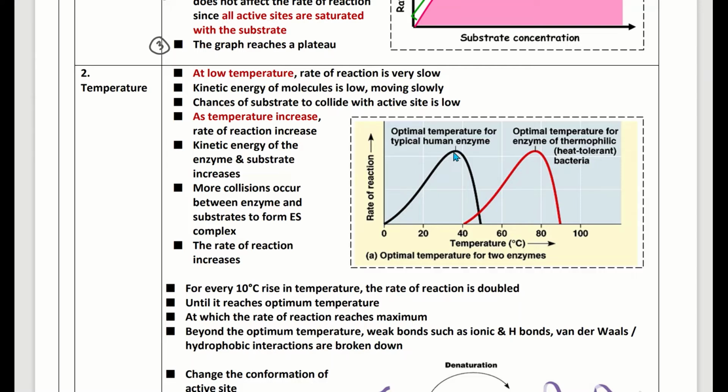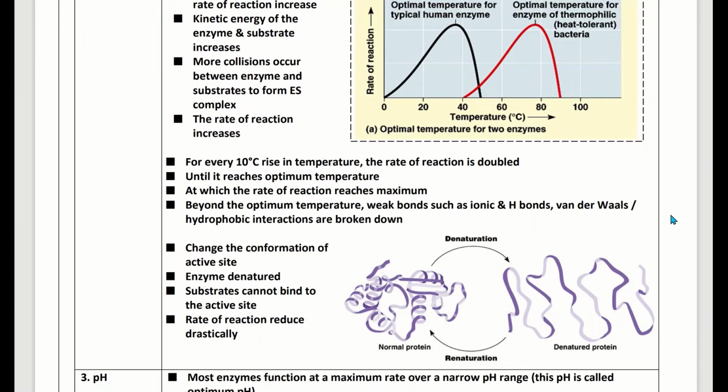Okay, so kat sini dah maksimum lah. So maksimum enzyme tu punya the maximum rate of reaction dekat sini. Okay, so beyond optimum temperature, so kat sini lah optimum temperature tu, so around this degree Celsius. Okay, so beyond, selepas optimum temperature, weak bond such as ionic, hydrogen bond, van der Waals are broken. So tadi tahu enzim ada bond-bond ni kan, ada hydrogen bond, ada hydrophobic interaction.